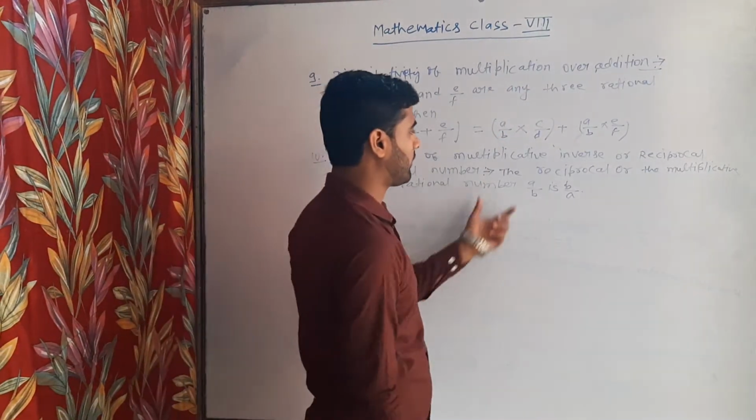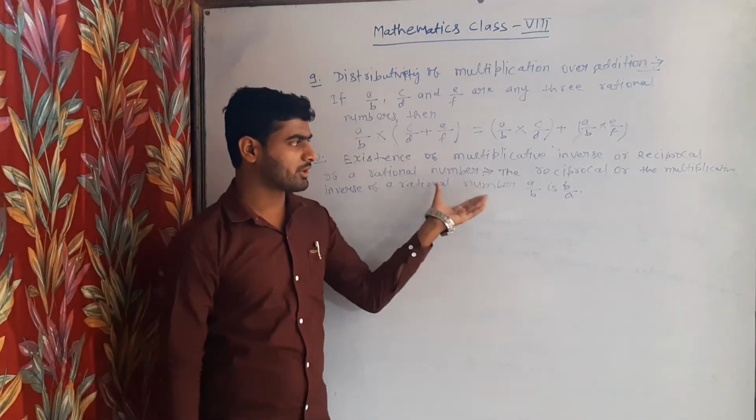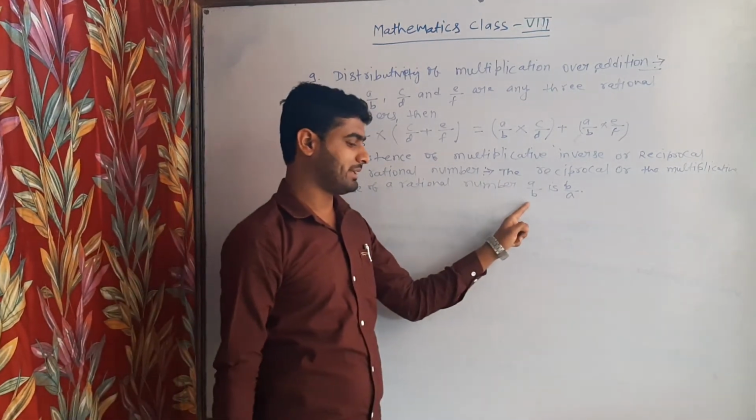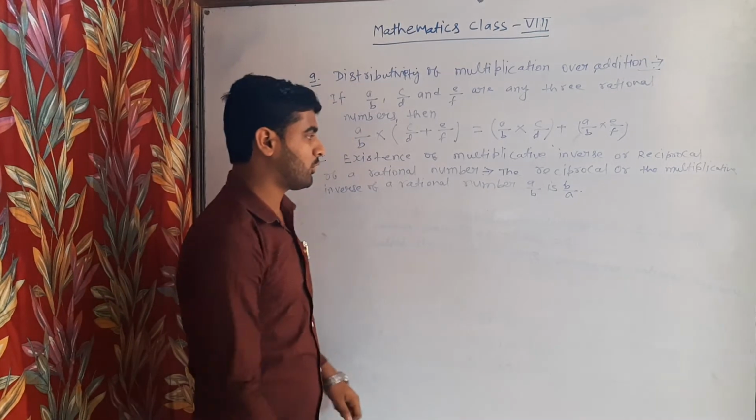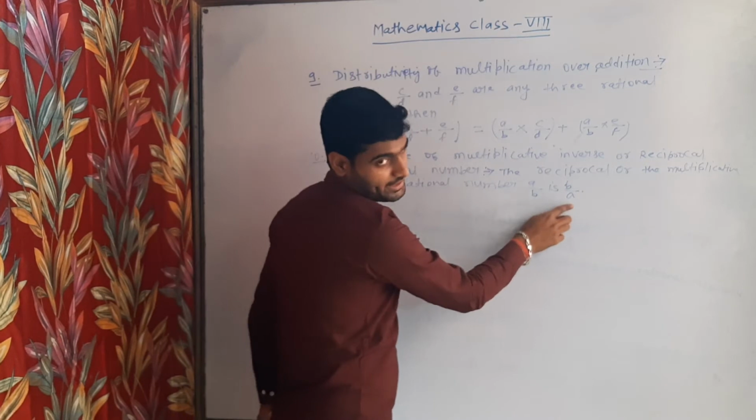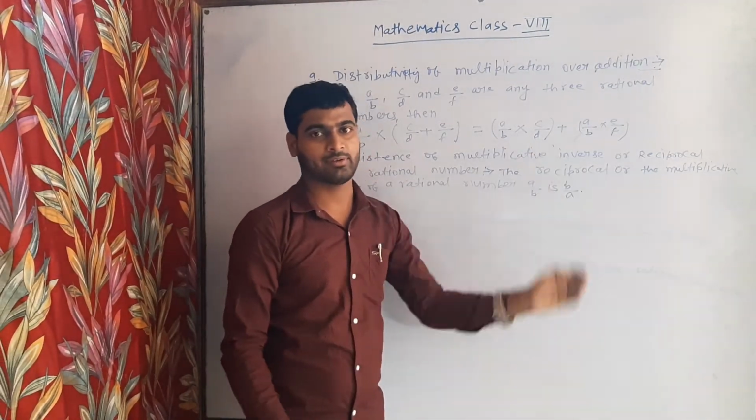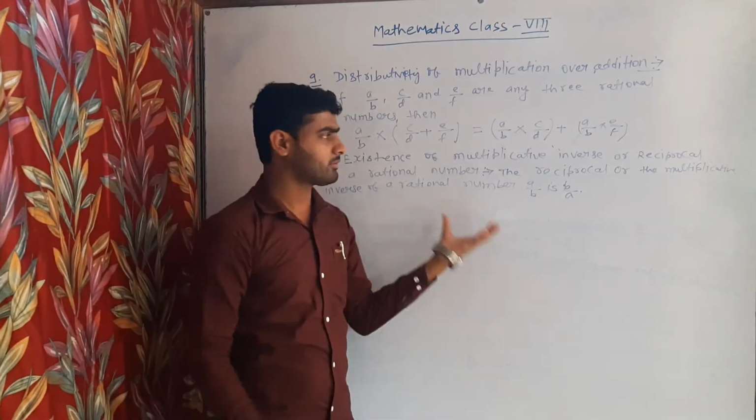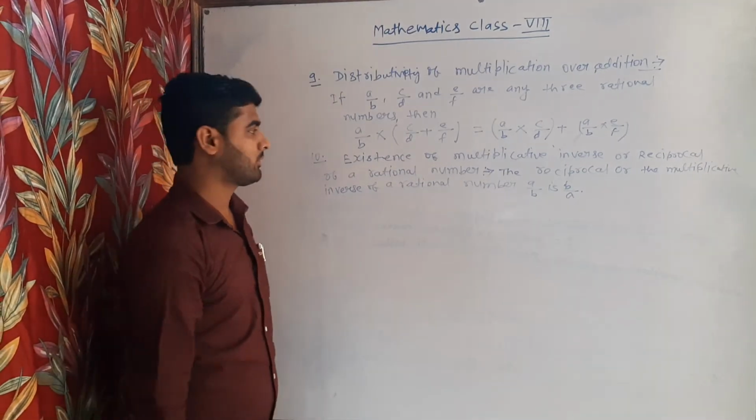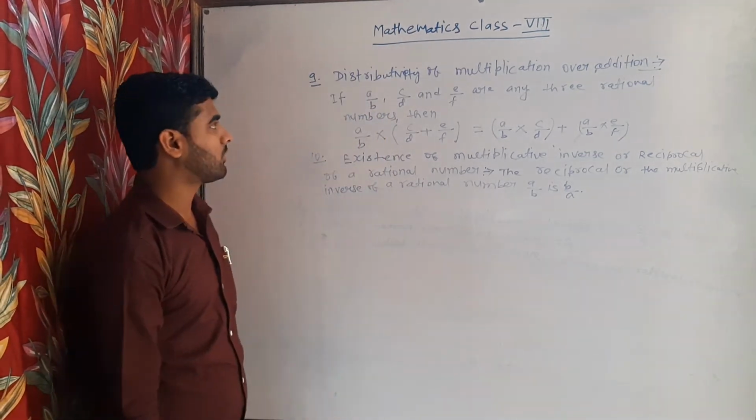Existence of multiplicative inverse. The reciprocal or the multiplicative inverse of a rational number a by b is b by a. So here, which is numerator comes in the denominator, and which is denominator comes on the numerator of the given fraction. That's all. That is the whole theory of chapter 1, which is rational numbers. Now I shall start the first exercise 1.1 of rational numbers.